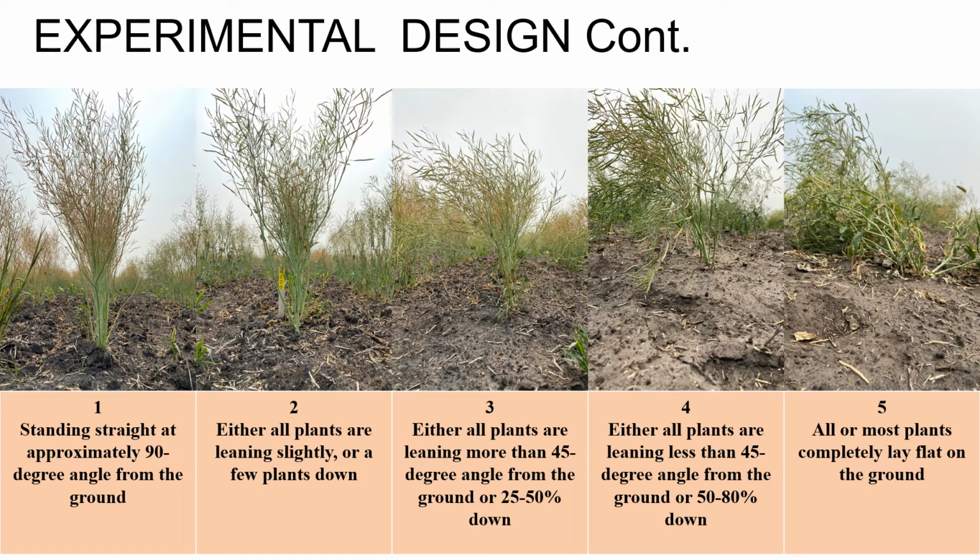A lodging score of 4 is given to rows where either all plants are leaning less than a 45-degree angle from the ground or 50 to 80% of the plants are down. And a lodging score of 5 is given to rows where all or most plants completely lie flat on the ground.